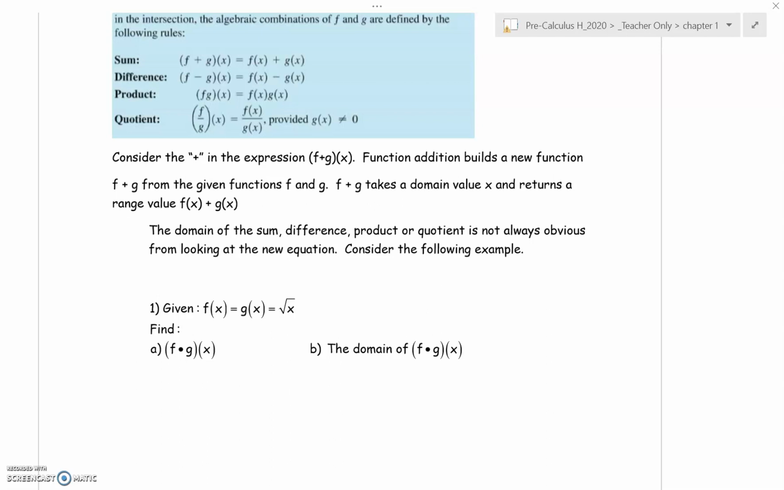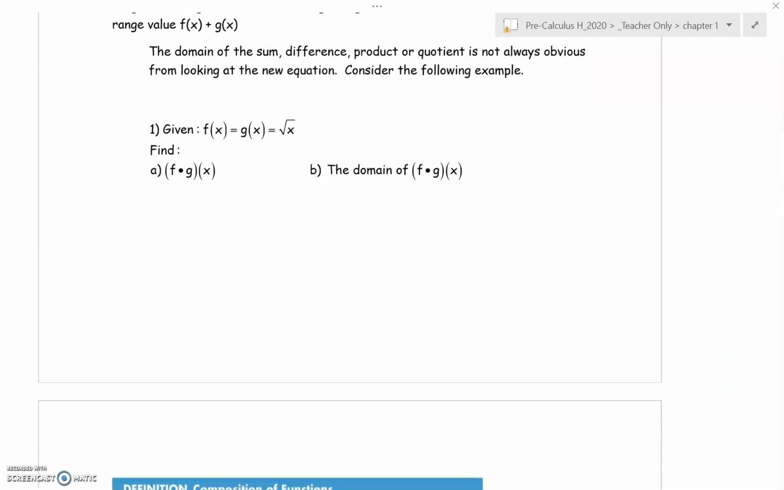So the domain of the sum, difference, product, or quotient is not always obvious from looking at the new equation. We have to be careful. So let's consider the following example. If you're given f of x and g of x are both radical x, we're going to find f times g of x and the domain of f times g of x. So go ahead and pause the video and see if you can find it.